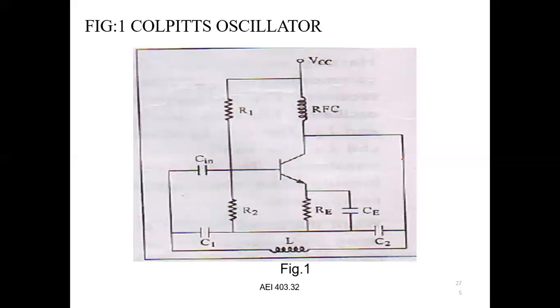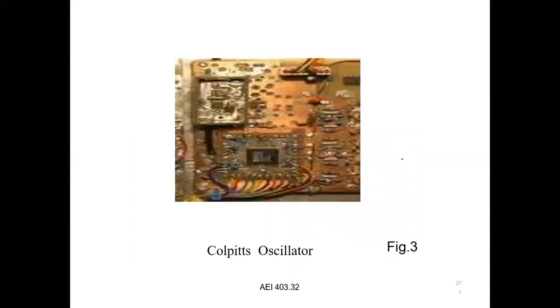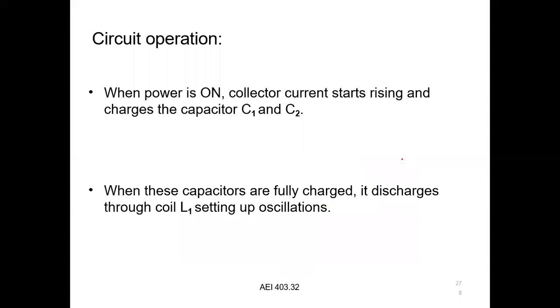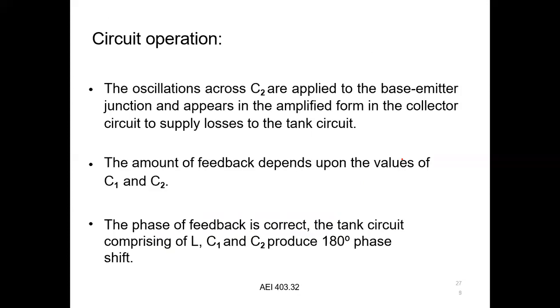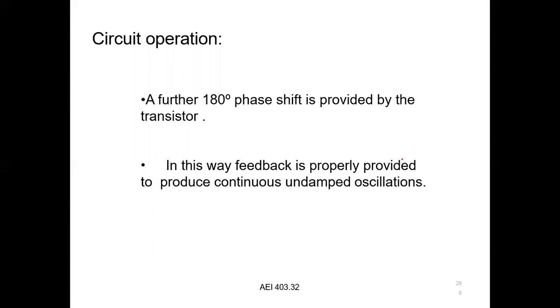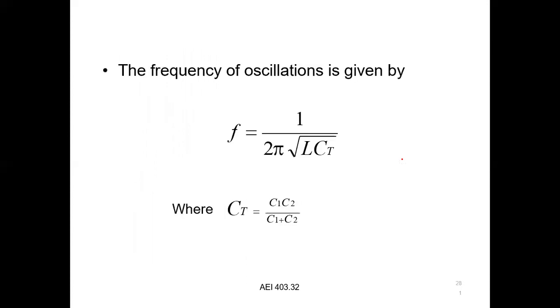The next one is the Colpitts oscillator. This is the opposite of the Hartley oscillator; the Colpitts has two capacitors and one inductor in the tank circuit. When power is on, the collector current starts rising and charges the capacitors C1 and C2. When these capacitors are fully charged, they discharge through the coil L1, setting up oscillation. This process is repeated continuously. The transistor gives a 180-degree phase shift and another 180-degree phase shift is done by the tank circuit.